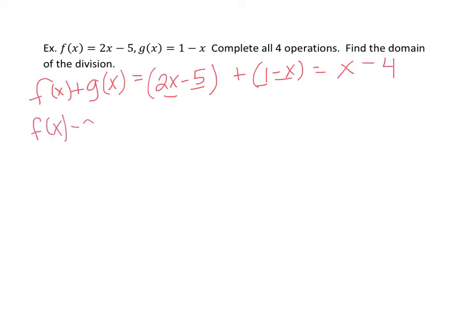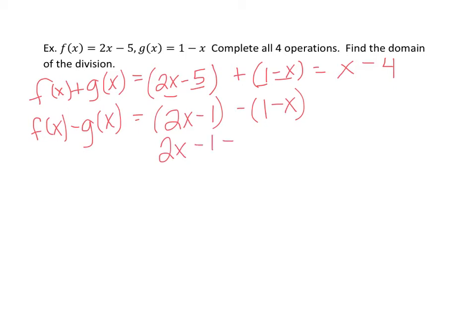f of x minus g of x. 2x minus 5 minus 1 minus x. This one I do have a negative to distribute, so it's going to become 2x minus 5 minus 1 plus x. It's going to leave me with 3x minus 6.